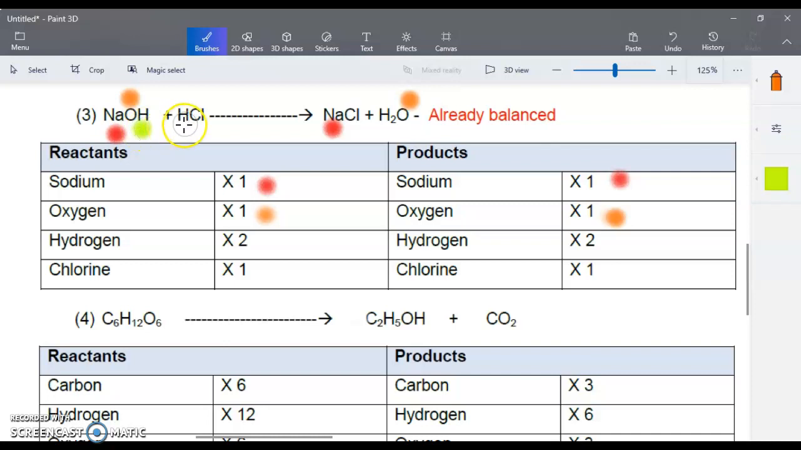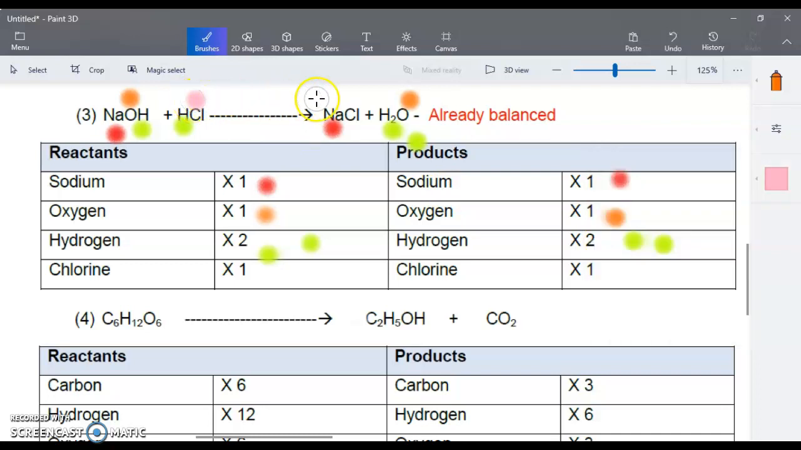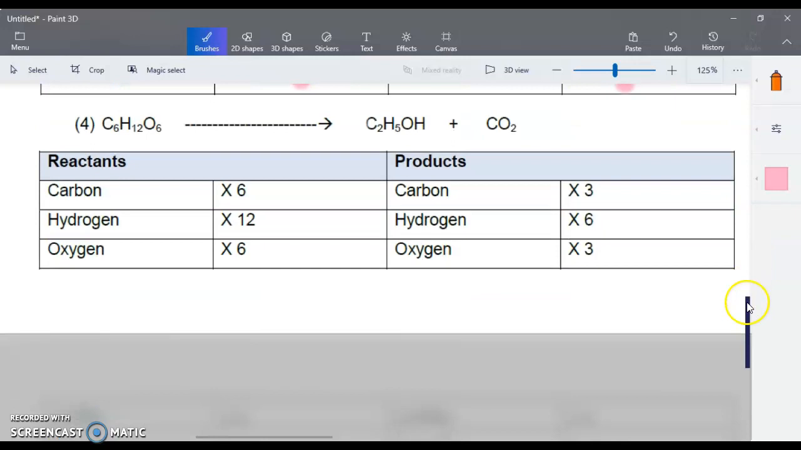We've got 2 hydrogens on this side, and 2 hydrogens in this water molecule here. That's why you've got the little 2. We've only got 1 of those molecules, so it stays as 2. Pick a nice pink. Chlorines, got 1 there, 1 there, 1 there, 1 there. Happy days. Okay, right, let's move on.